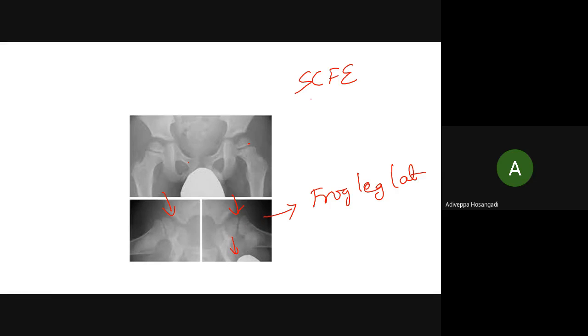In an early or mild slip, where the pelvis with both hips AP view X-ray is normal, take a frog leg lateral view. Don't bother about how you take it. Take a frog leg lateral view. You see there is a slip.